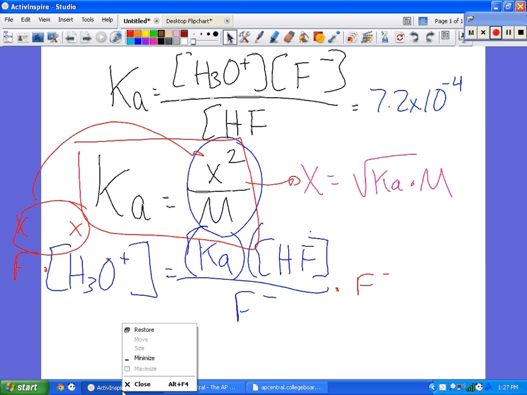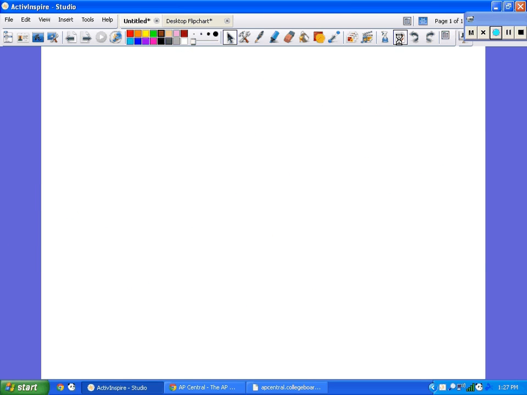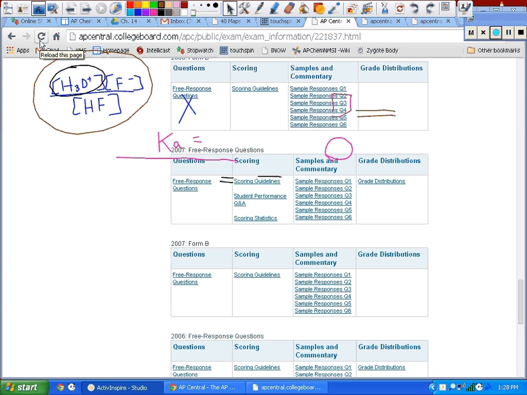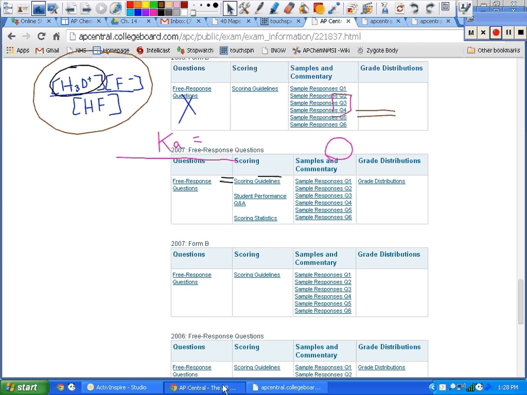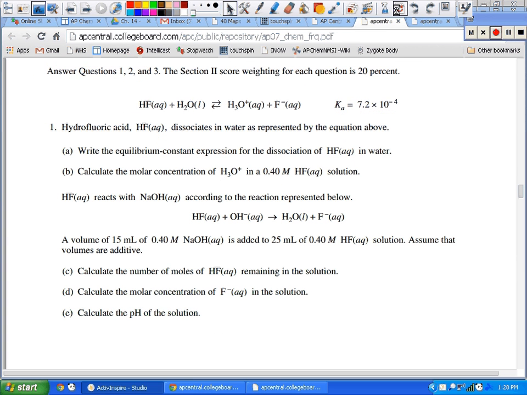Okay. So in the end, the answer to X, or the answer to the concentration, was 0.017. Okay, 0.017 once you solve for X. And that would be the concentration of the hydronium ion. Yes. Okay. What happened to the other one? There we go. All right, so that would be B.